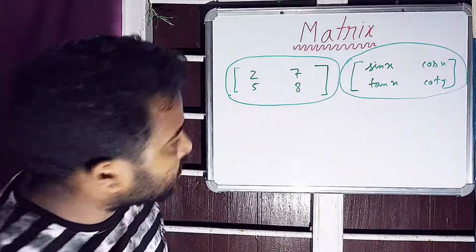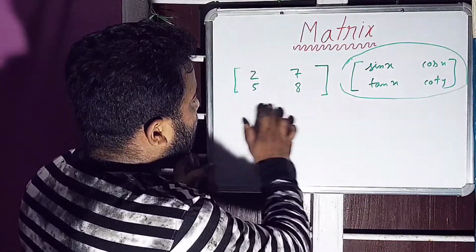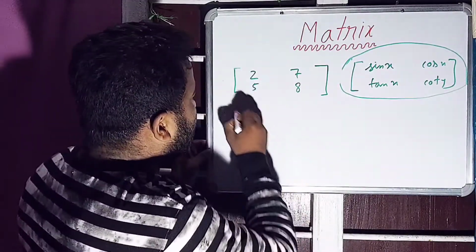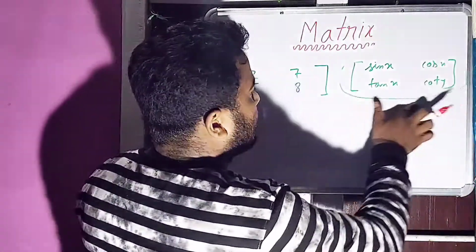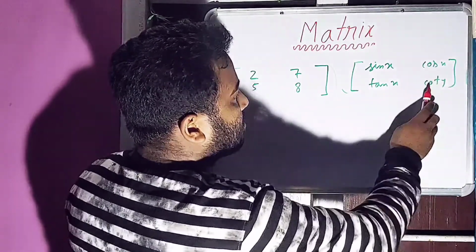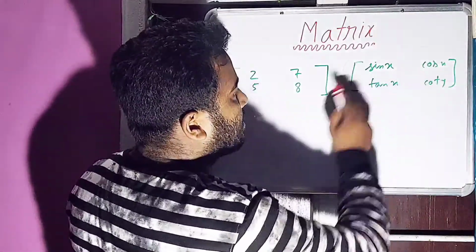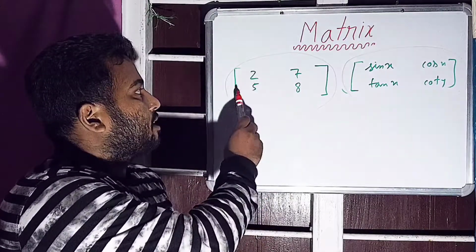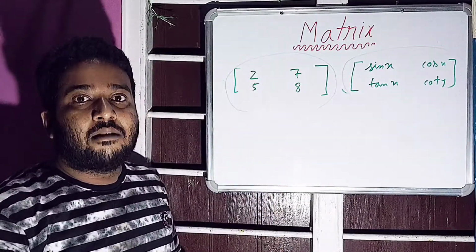So these numbers inside this bracket is a matrix. So this complete one is a matrix, and here also it is a matrix. Sine of x, tan of x, cos of x, cot of y inside this square bracket is a matrix. So simply you can understand any number arranged in a rectangular pattern inside a square bracket, it is a matrix.